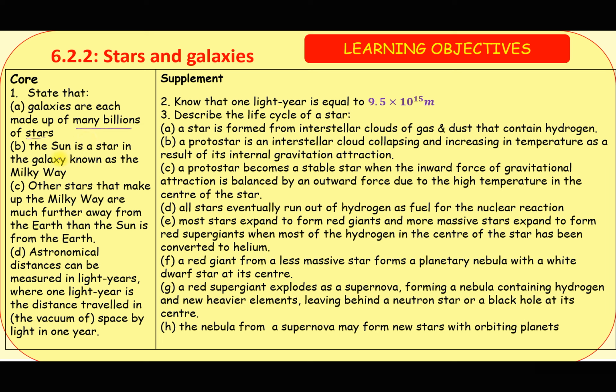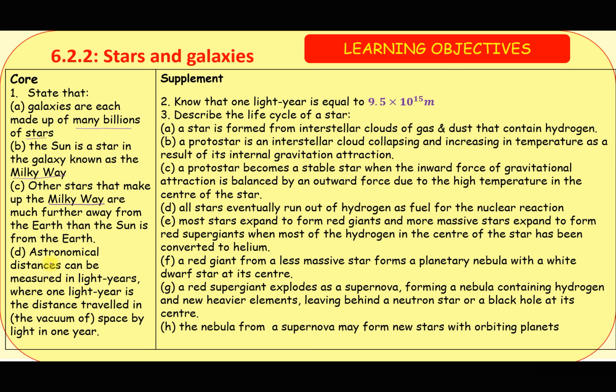Also state that the sun is a star in the galaxy known as the Milky Way galaxy. Other stars that make up the Milky Way are much farther away from the Earth than the Sun is from the Earth. That's why we don't actually see them, because they are much farther away from the Earth than the Sun. We see the Sun because this is the closest star.